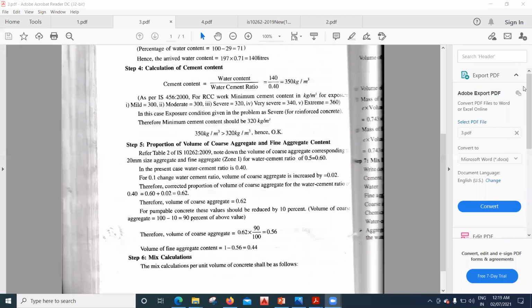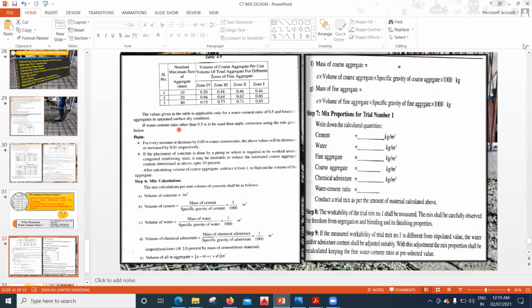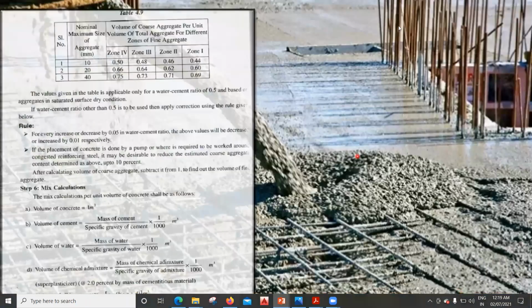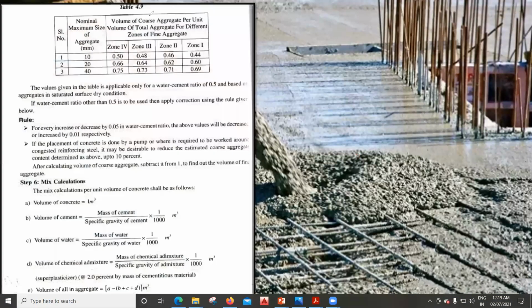Next, again, there is a small trick here that you also need to understand, right? Just concentrate. What is written here? The values given in the table, this table is applicable only for a water cement ratio of 0.5, and based on the aggregates in the saturated surface dry condition.